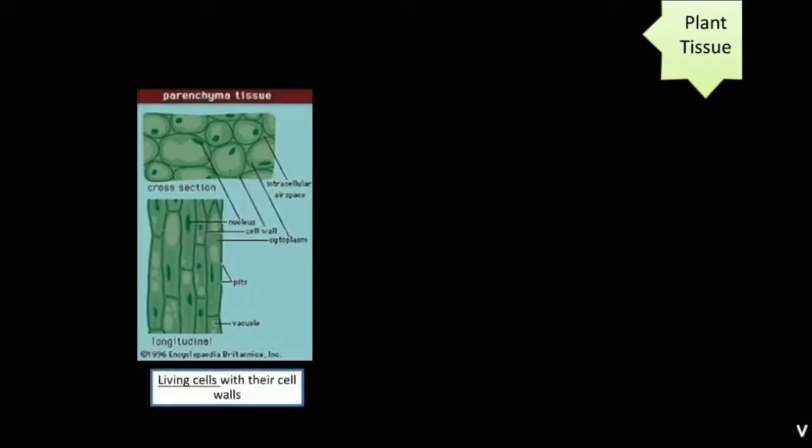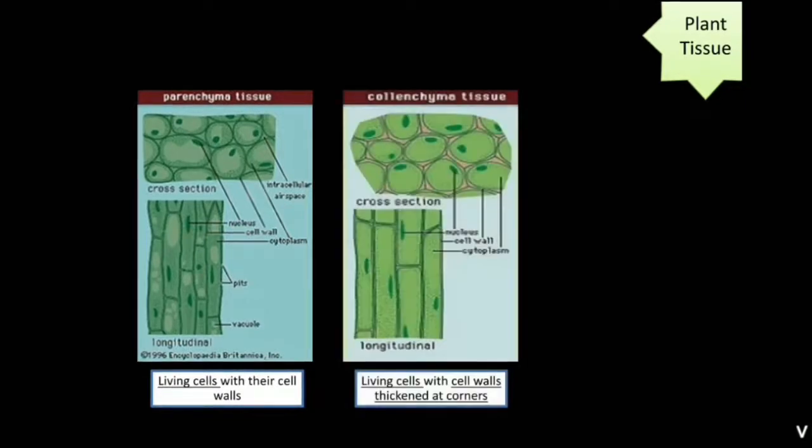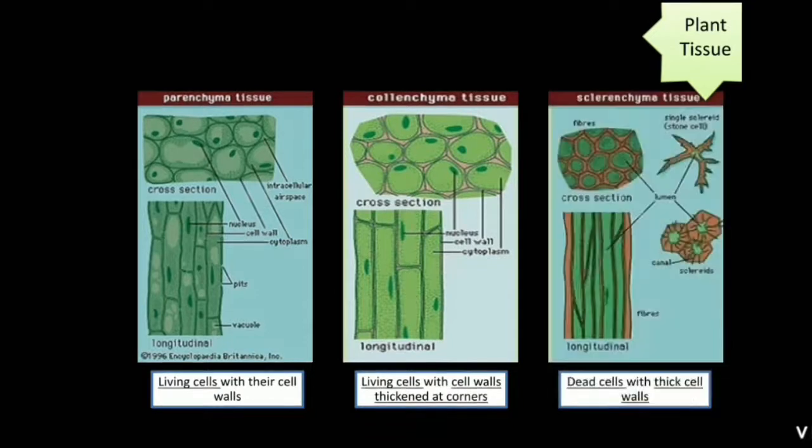Now we will talk about plant tissue. There are three types of plant tissue. The first is parenchyma tissue. Parenchyma tissue is living cells with thin cell walls. And collenchyma tissue is living cells with cell walls thickened at the corners. And the last is sclerenchyma tissue. This is dead cells with thick cell walls.